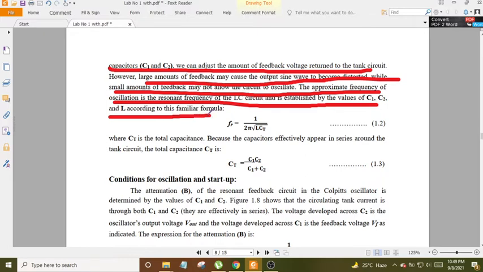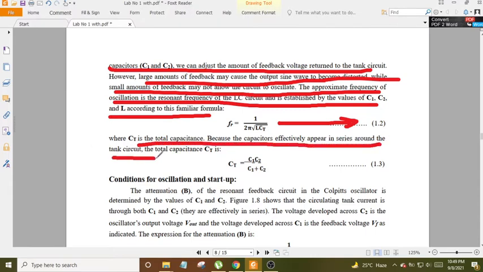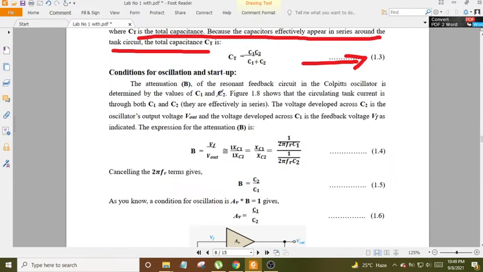according to this familiar formula, f_r equals 1 over 2π square root of L times C_T (1.2), where C_T is the total capacitance because the capacitors effectively appear in series around the tank circuit. The total capacitance C_T is C_T equals C1 C2 over C1 plus C2 (1.3).